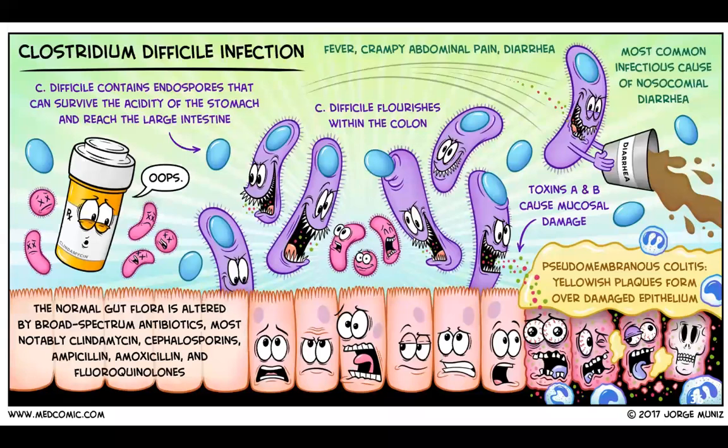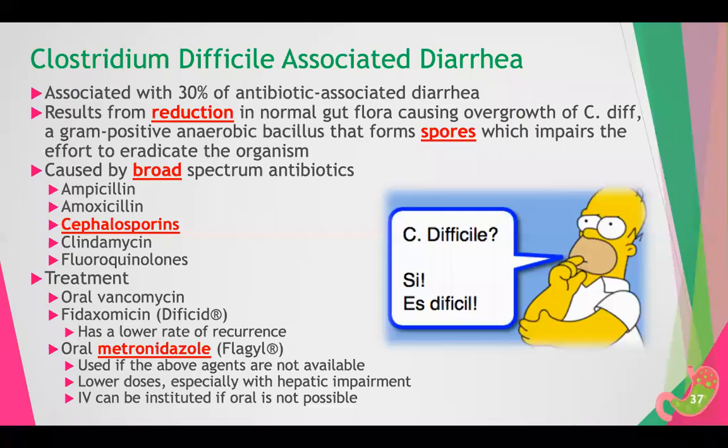C. diff can be transmitted by contact. So hand washing and hygiene practices is very important if an individual has C. diff. So that's definitely very important. So it is associated with 30% of antibiotic-associated diarrhea, and normally it can occur 2 to 3 days after exposure to the antibiotic. So it's normally going to be broad spectrum antibiotics.